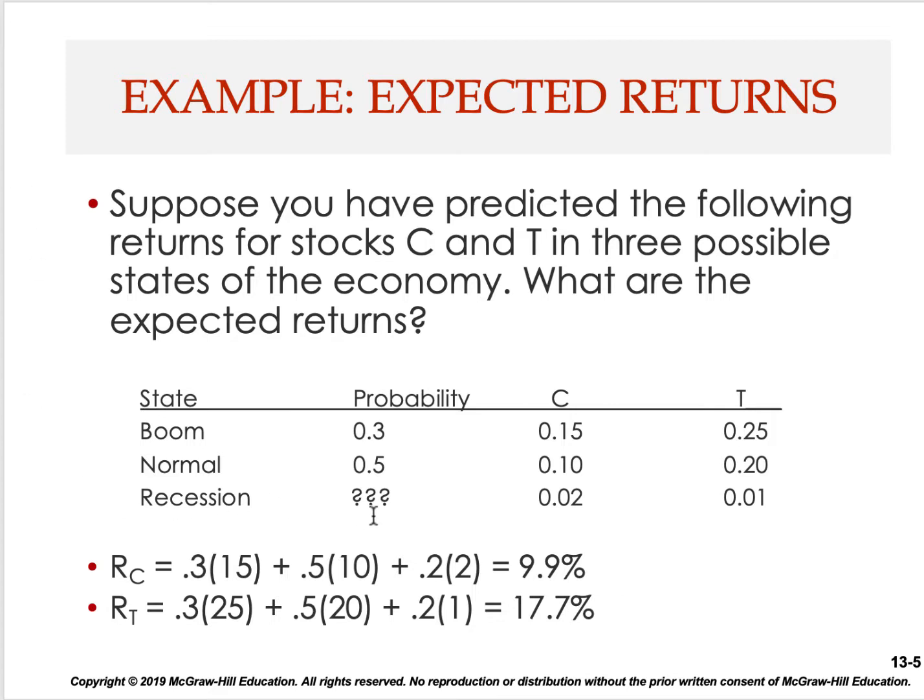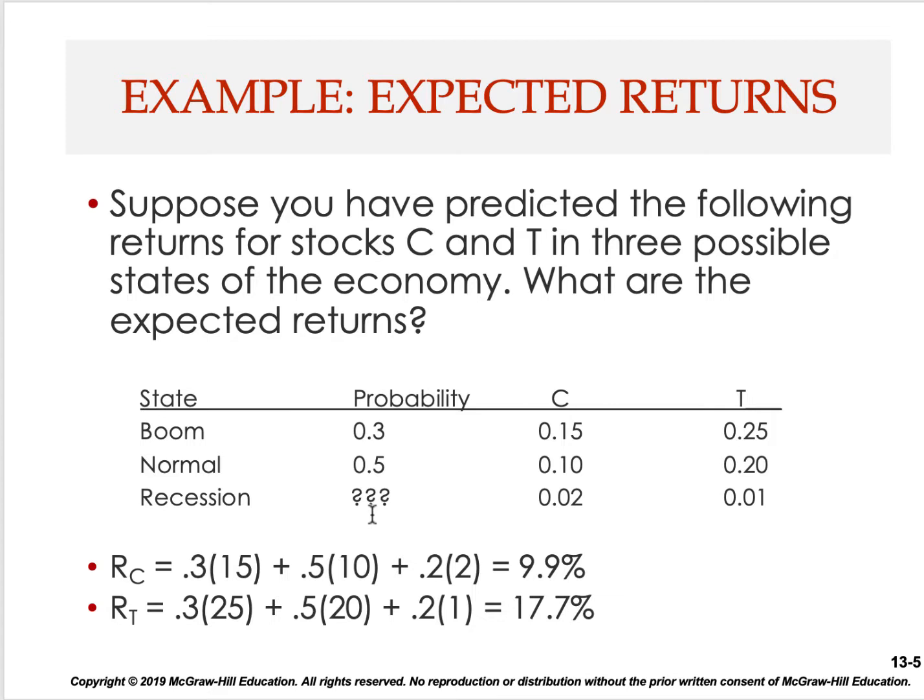It should be a 2. Anyways, so let's look at the boom, right? There's a 30% probability that the economy over the next year or quarter, whatever, will boom, okay? And if the economy booms, stock C will have an expected return of 15%, okay?